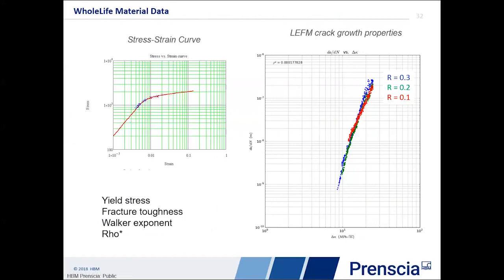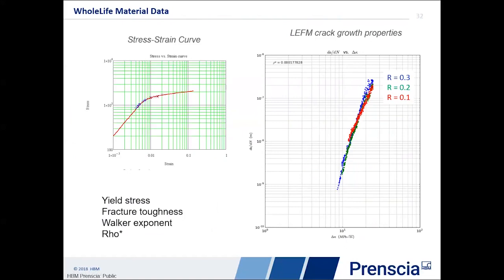Part of the calculation method is going in, predicting the elastic stress in front of the crack tip, and then applying plasticity to it to redistribute the energy. And so we need the Ramberg-Osgood curve here to give us the stress strain behavior. The second piece is a crack growth curve in terms of this delta kappa that we are going to use to describe the crack growth, and we'll talk about that in just a second.